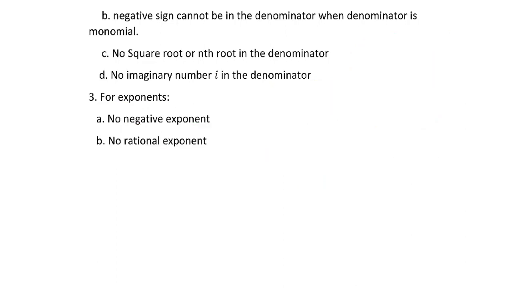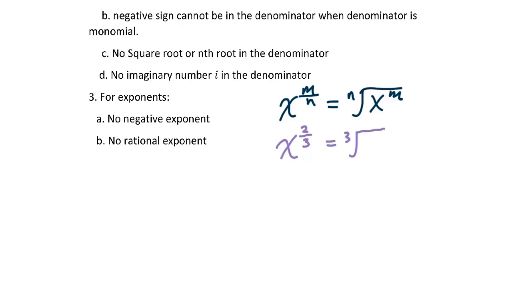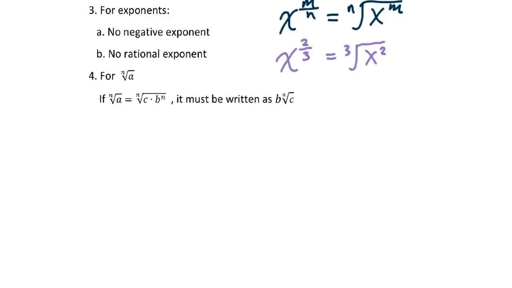Then for B, no rational exponents. We know that if I have x to the m over nth power, we can write the nth root of x to the mth power. Therefore, if I have x to the 2 over third power, we can write down the cubic root of x squared. And for the nth root, if it can be simplified, you have to write it that way.